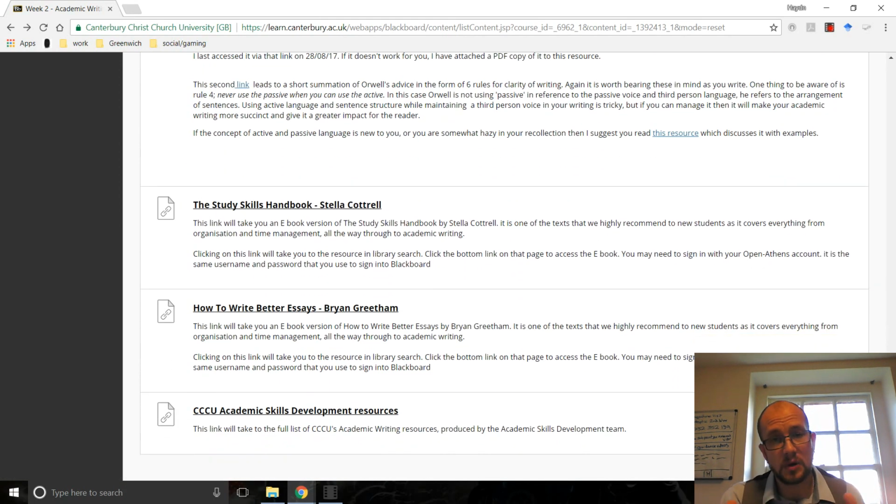You have at the very bottom here, in the black links, because Blackboard won't let me change the colour to my nice academic skills orange, a link to an ebook version of the Study Skills Handbook, which is a very, very good textbook for essay planning and general study skills, as the name would imply. And you have a link to Greetham's How to Write Better Essays. That's the same book that the link is there for your suggested reading. It's there in 2 places, so you can always find it.